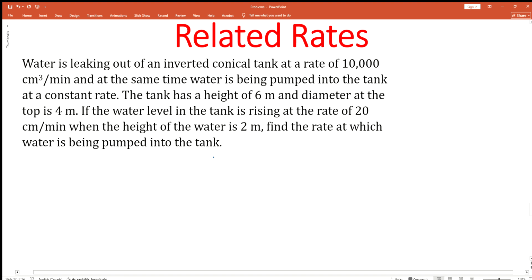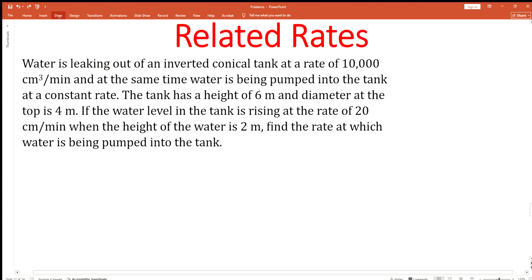In this video, we'll solve a related rate problem. As per the problem, water is leaking out of an inverted conical tank at a rate of 10,000 centimeter cube per minute, and at the same time, water is being pumped into the tank at a constant rate. The tank has a height of 6 meters and diameter at the top is 4 meters. If the water level in the tank is rising at the rate of 20 centimeter per minute when the height of the water is 2 meters, find the rate at which water is being pumped into the tank.